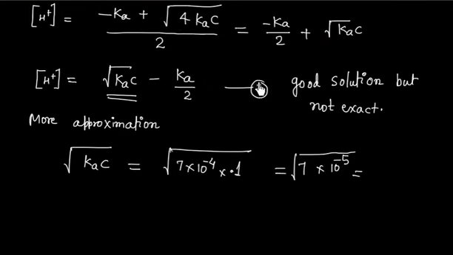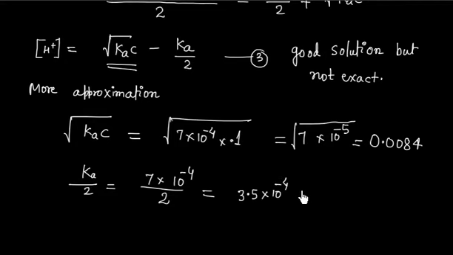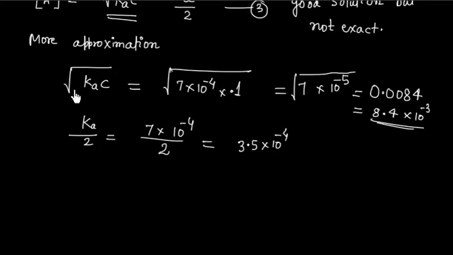So this is here 0.0084. And now let us find the value of Ka by 2. What is the value of Ka by 2? Ka is 7 into 10 to the power minus 4, and this divided by 2 is 3.5 into 10 to the power minus 4. You see, now I can see this value. This value can also be written as 8.4 into 10 to the power minus 3. I think you can understand this one. Now you see this value 8.4 into 10 to the power minus 3. Here I have 10 to the power minus 4.